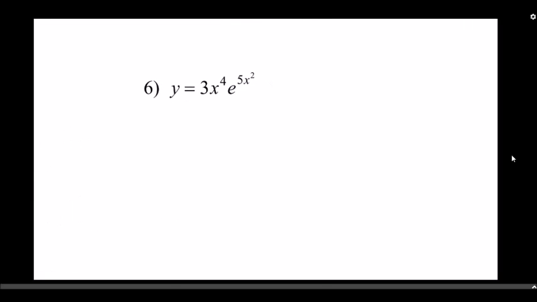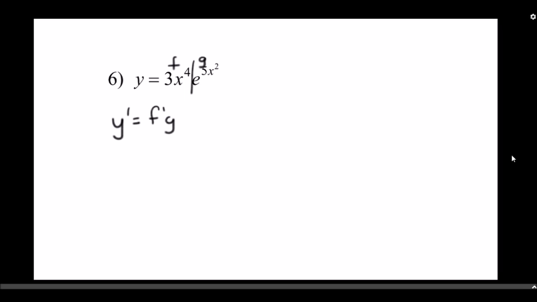Okay, finally here, question 6, page 1. There's another product rule. We have the product of 3x to the fourth multiplied by e to the 5x squared. So we think about that as an f function and that as a g function. Then we can use the product rule, which says y prime equals f prime g plus g prime f.